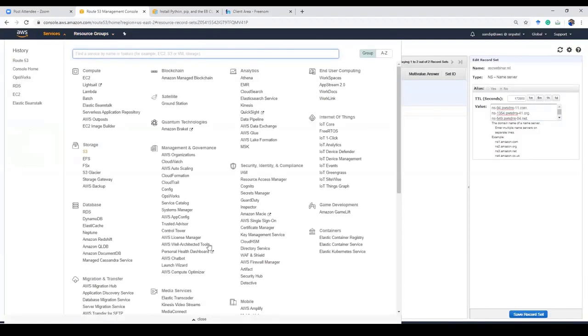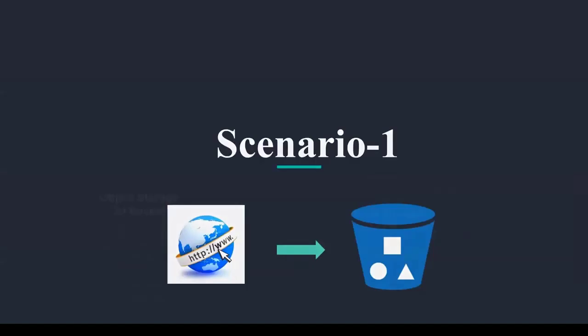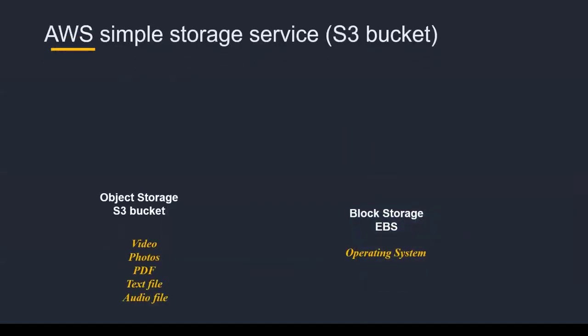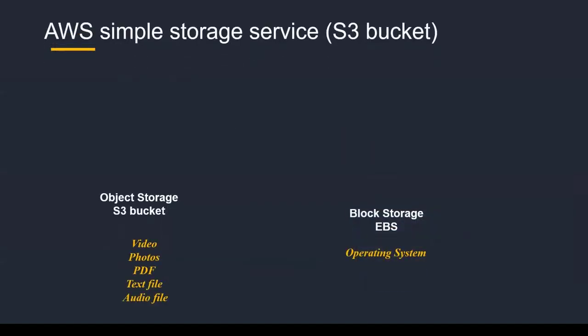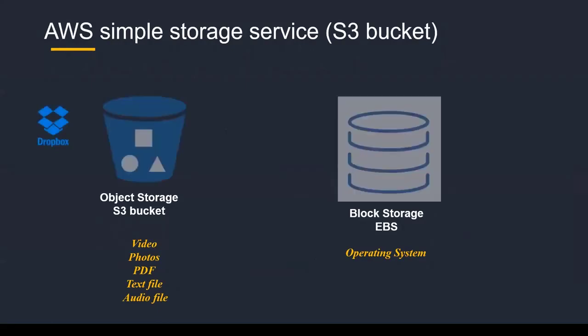Okay, so S3 is one kind of storage service. So I will cover a few introductory points of Amazon Simple Storage Service, S3. So here AWS provides two types of storage. One is object storage, and the second one is block storage. So object storage is where you can store simple objects like video, photos, PDF, text file, audio, Word file, or whatever type of small file you can store over here.